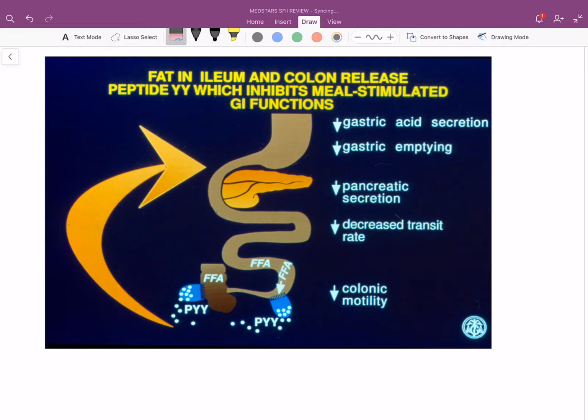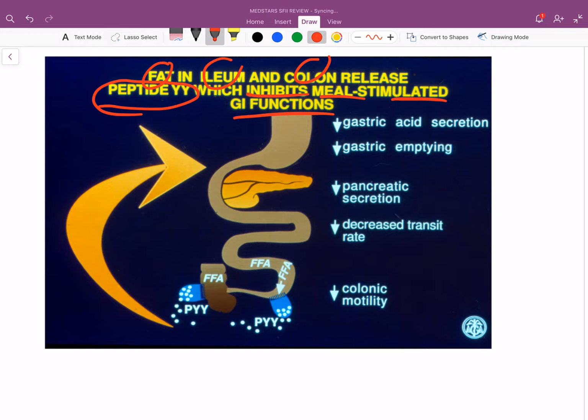All right, so this is just another one of how GI is regulated. So fat in the ileum and fat inside the ileum and colon release peptide YY, which is basically going to inhibit you from eating. It's going to stop GI functions, right? It's going to inhibit meal stimulated functions, right? So this is how we turn it off, right?